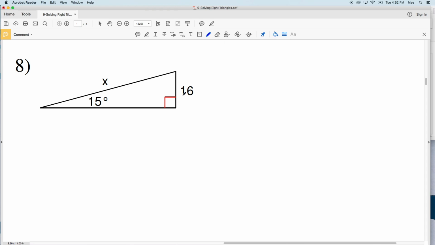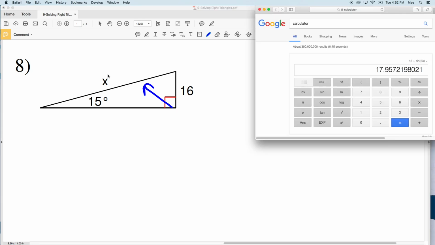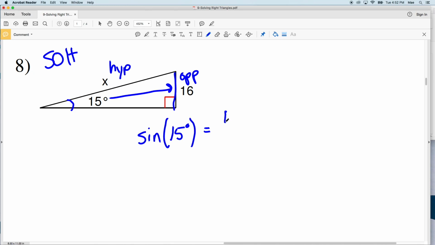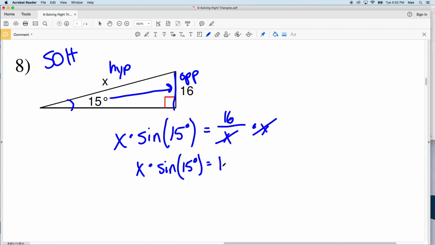Now for number 8, we're looking for the hypotenuse, since the hypotenuse is always directly across from the 90-degree angle. And given that this angle is 15 degrees, we also have the opposite side marked in our diagram. So we're going to use sine. The sine of 15 degrees equals the opposite side length of 16 over x. Multiplying both sides by x, my x will cancel out of my denominator. So x times the sine of 15 degrees equals 16.